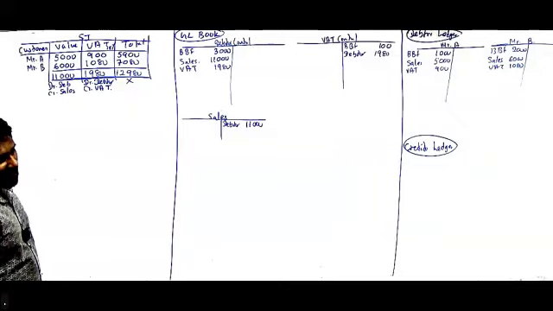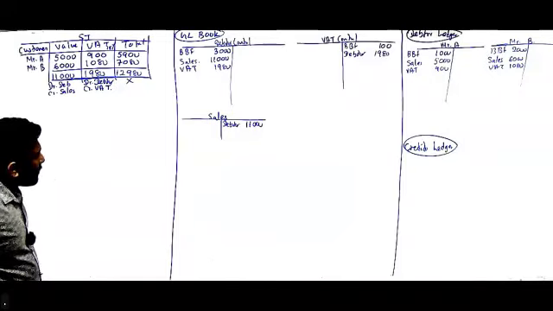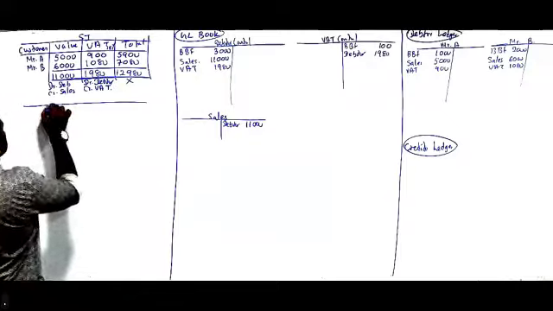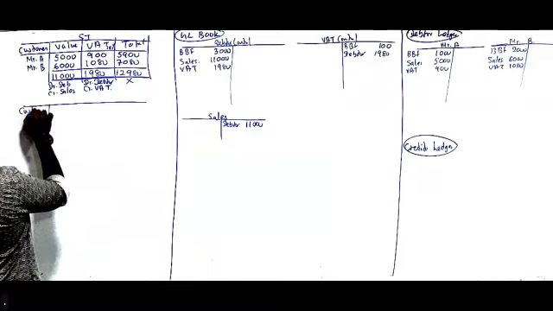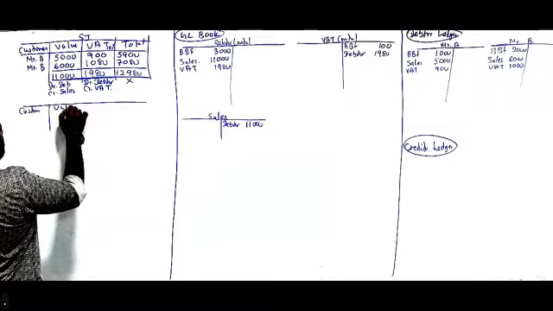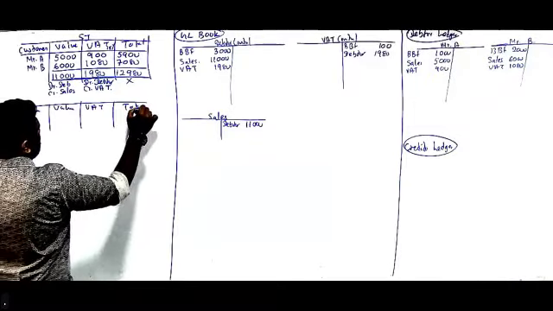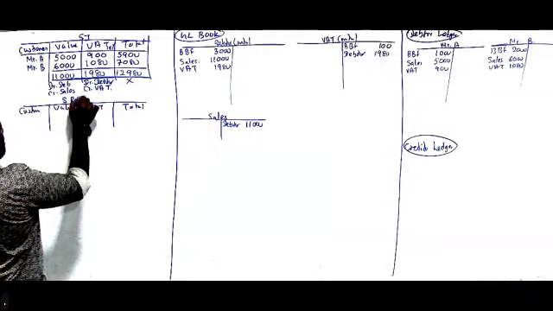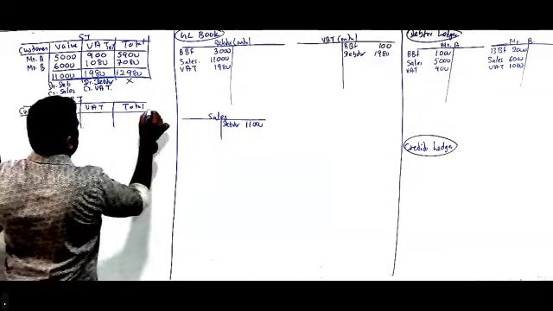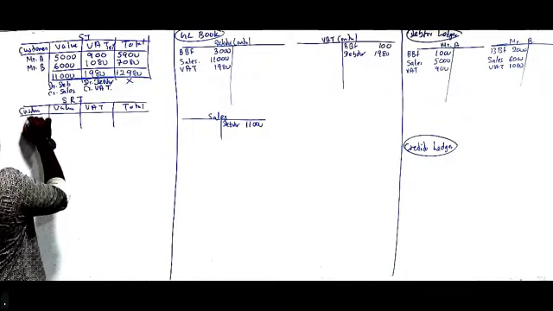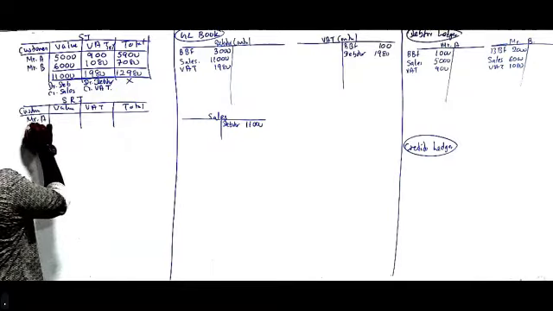Next one, start to prepare the sales return journal. Columns: customer, value, VAT, and the total. Sales return journal. So Mr. A is there, Mr. B is there.